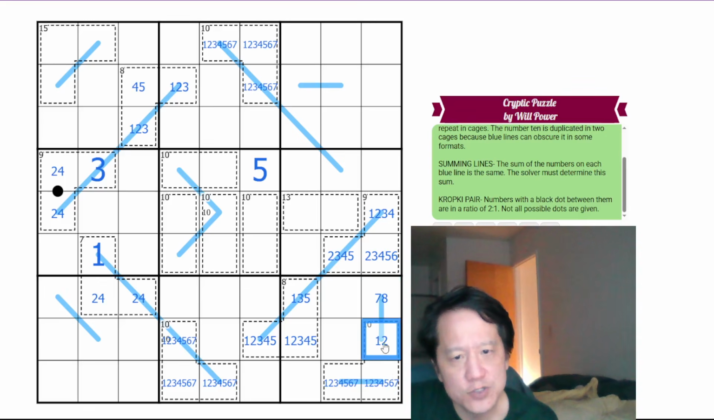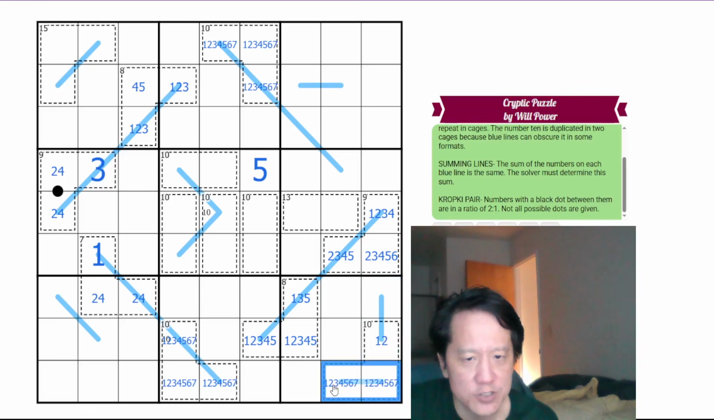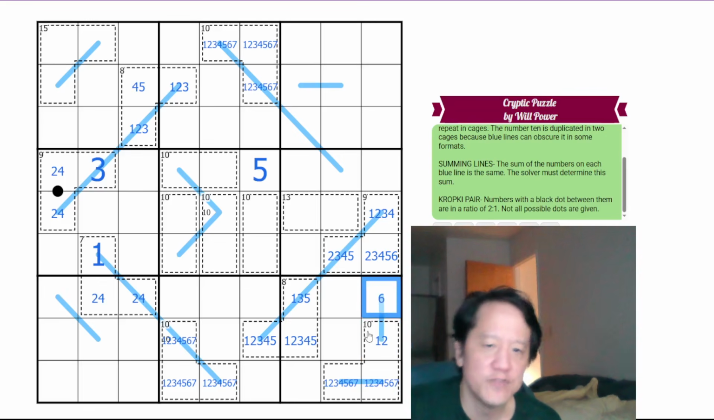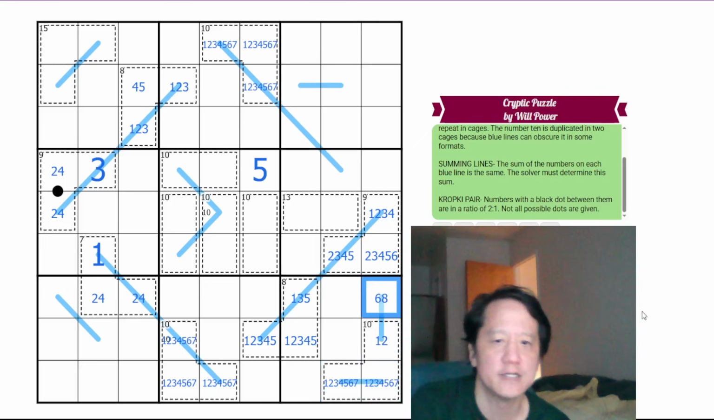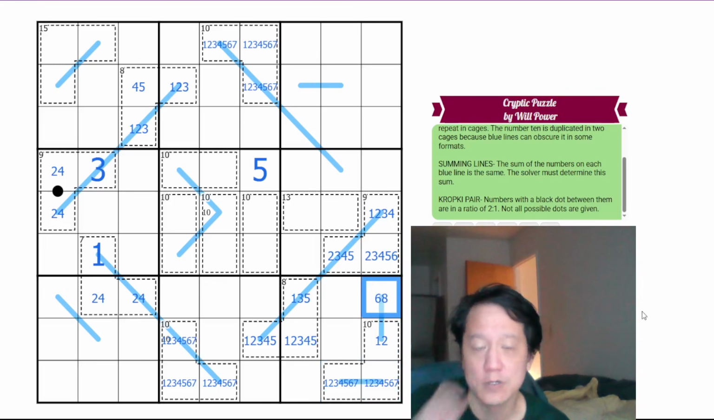So if this is 2, that means this must add up to 8 as a line, right? Because 2 here means this is 10 minus 2, so this sum adds up to 8. So 8 is 2 plus 6 here. If this is 1, then this adds up to 9 here. So this must be 1 and 8 there. Interesting.